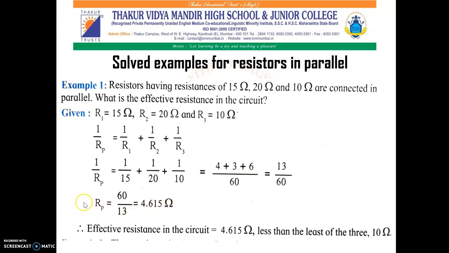4.615 ohm. So the effective resistance in the circuit is 4.615 ohm, which is less than the least of the three, right? That is 10 ohm. It is even less than all the three resistors which are connected in parallel.